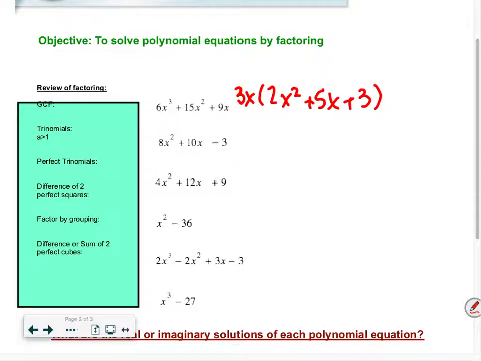Parentheses. I always try to break this down. I'm good at that. I want to have only parentheses, only x's, no exponents. Okay? I can do that.